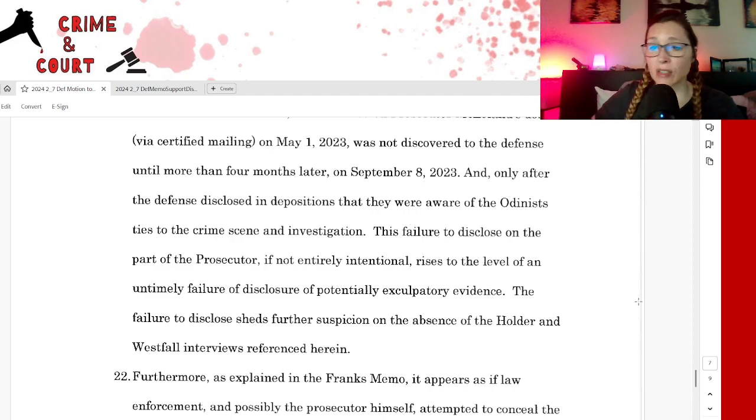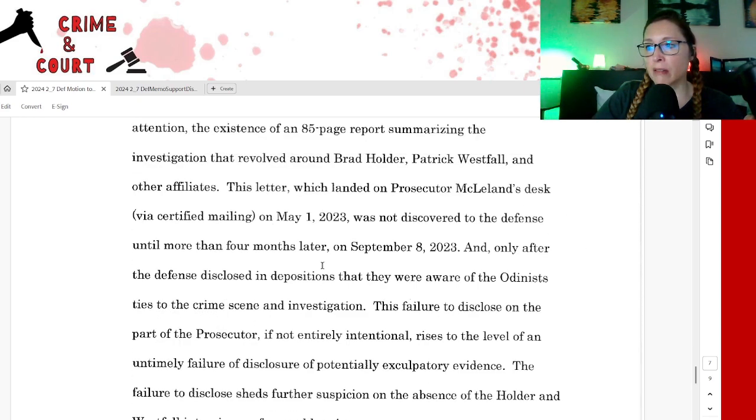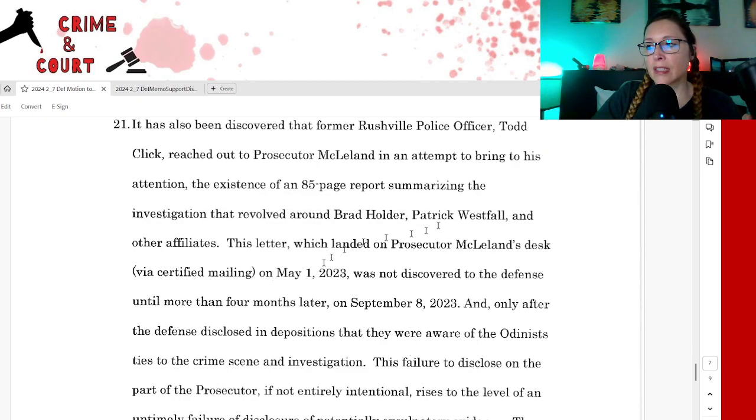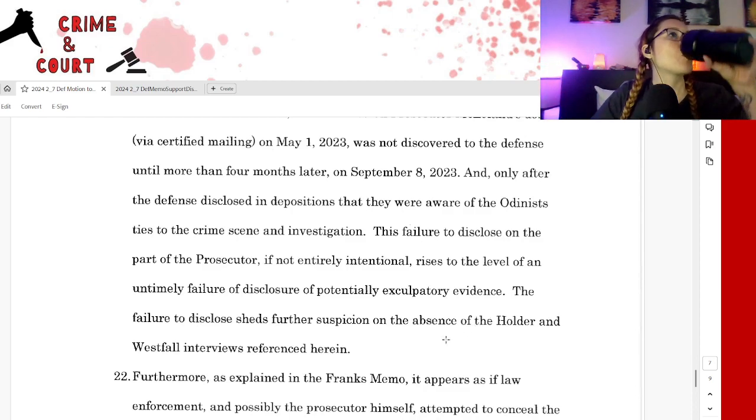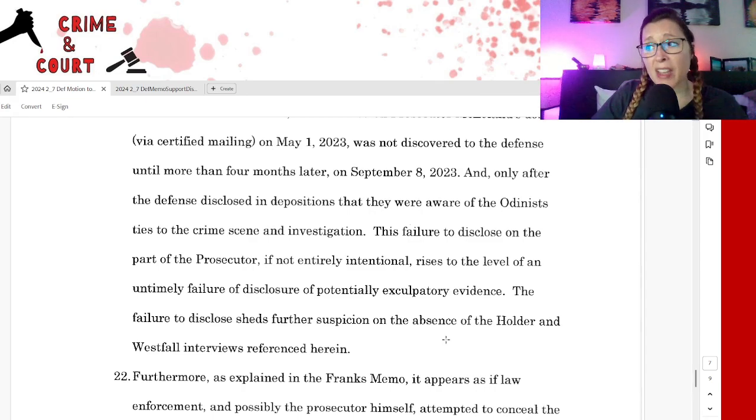I agree, and it also makes me suspicious of Prosecutor McLeland if he's going to not turn things over right away, even though he's getting them via certified mail, and he thinks that it's not important, an 85-page report summary revolving around Brad Holder and Patrick Westphal and other affiliates. He didn't think that was important for the case to turn it over. And it only got turned over in the data dump, probably hoping that they wouldn't see it, because they mentioned that they knew the Odinist ties.